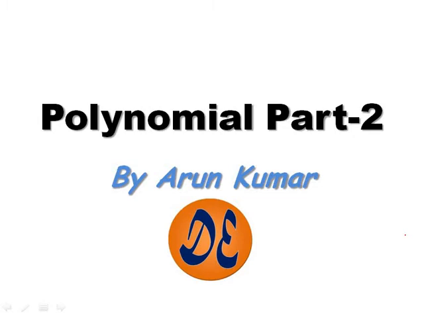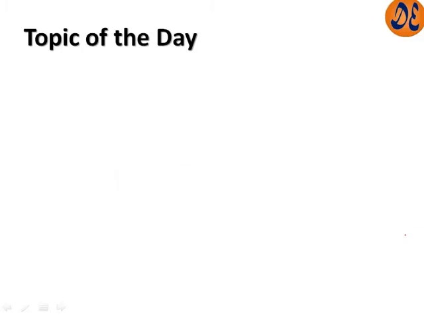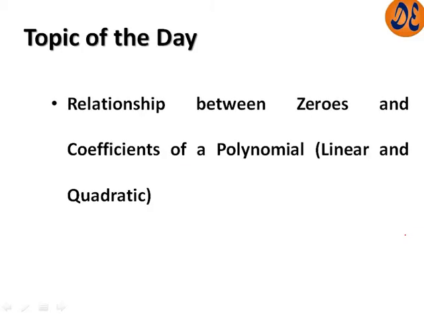Today I am going to show you the video for polynomials part 2. Part 1 we have done and today is part 2. So let us see what we are going to discuss in this particular part. The topic of the day is the relationship between zeros and coefficients of a polynomial. Today we will be discussing this relationship for linear and quadratic polynomials.